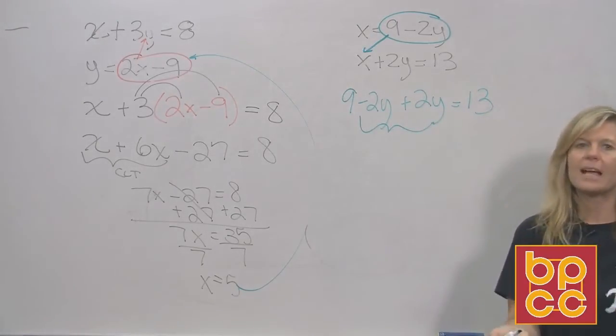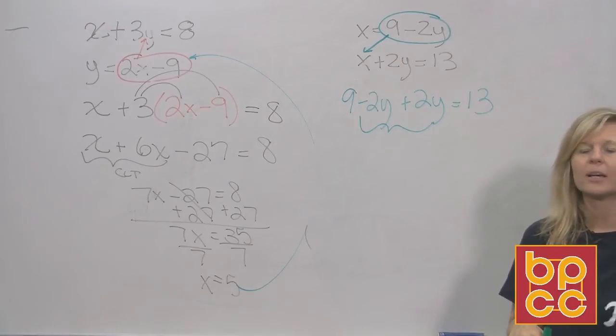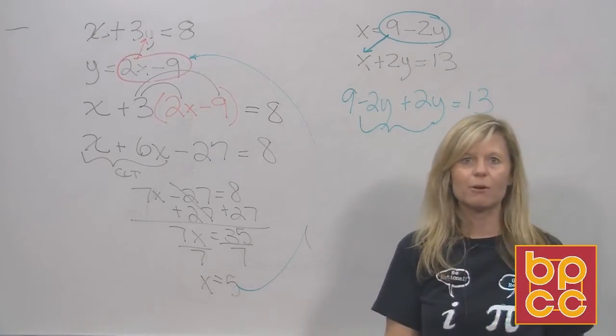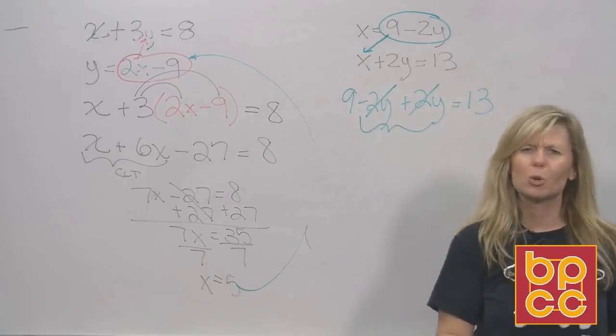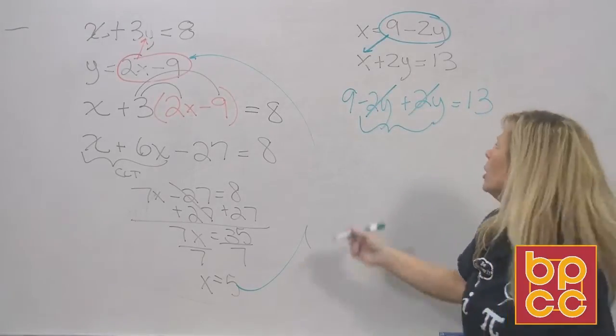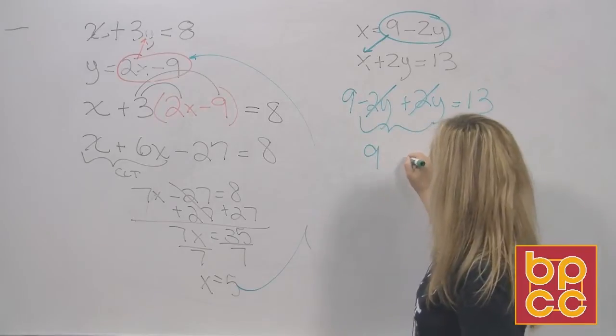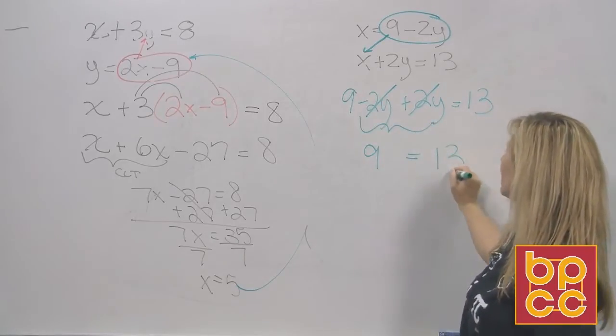Oh, wow. What happens with negative 2y and positive 2y? That's right. They're additive inverses. They're opposites. And when you add them, they make no y's. So do we need to write that? No. So we're going to bring down our 9, and on our right side is 13.